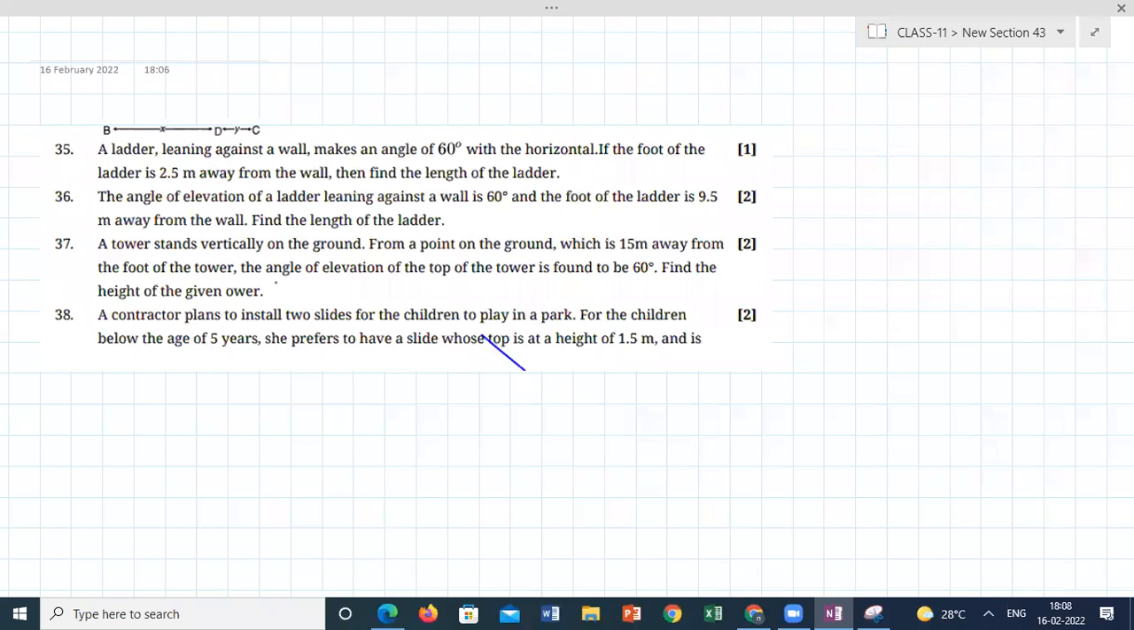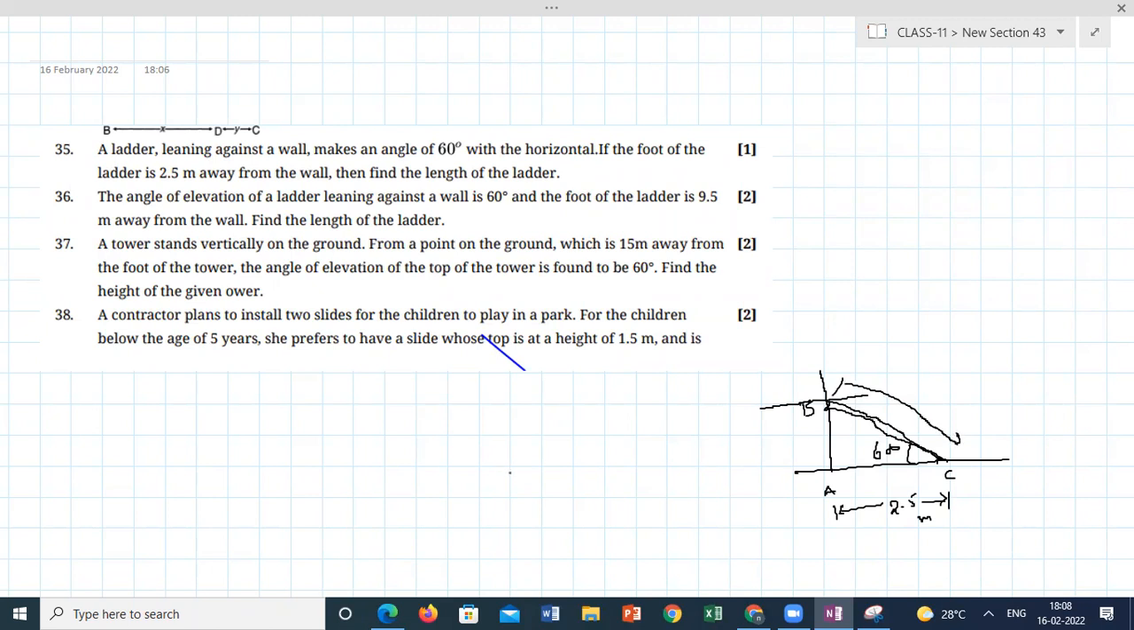A ladder is leaning against a wall. Just assume there is a wall like this, the ladder is leaning like this. This is the ground. Give the names: AB is the wall and BC is the ladder. An angle of 60 degrees with the horizontal, if the foot of the ladder is 2.5 meter from the wall. Sorry, he is not asking at what height, he is asking the length of the ladder. So which ratio is giving the length of the ladder and the 2.5 meter?